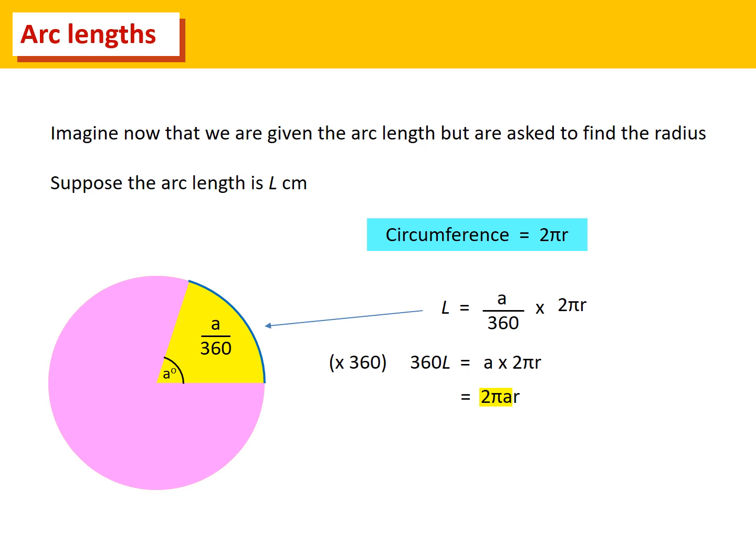Now, in order to leave r on its own, because that's what we're trying to find, the radius, we need to divide both sides by 2 pi A, and that will leave the radius all on its own. So let's see that with a numerical example.